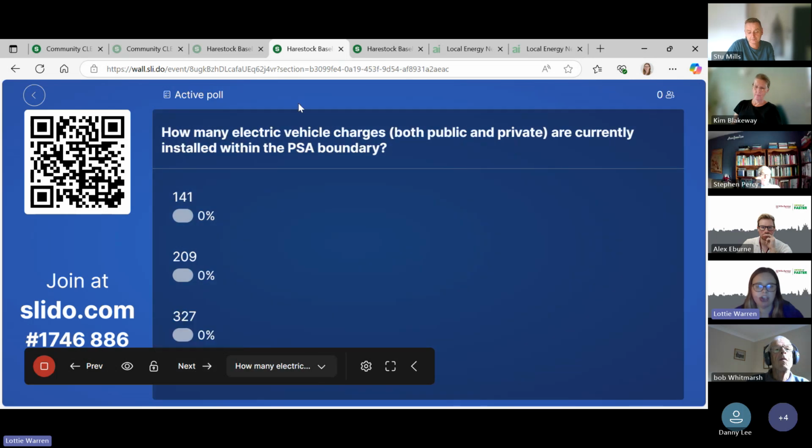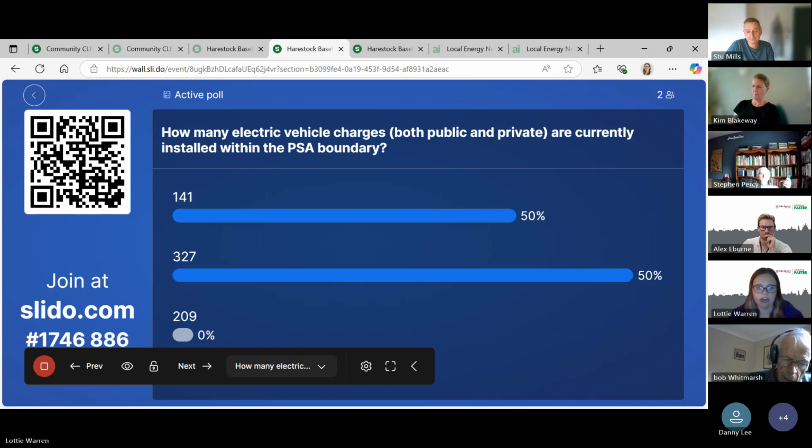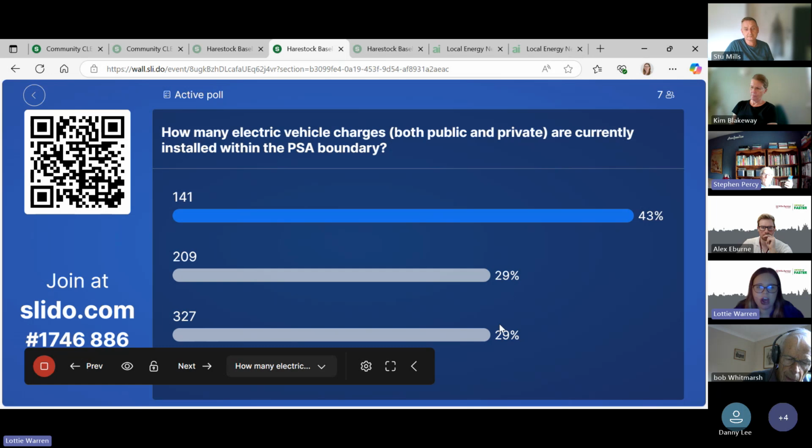So next question. How many electric vehicle chargers, both public and private combined, do you believe are currently installed within the primary substation area? So I can see the majority have gone 141 there. The actual answer is 327, with the majority being those that have been installed in private homes.